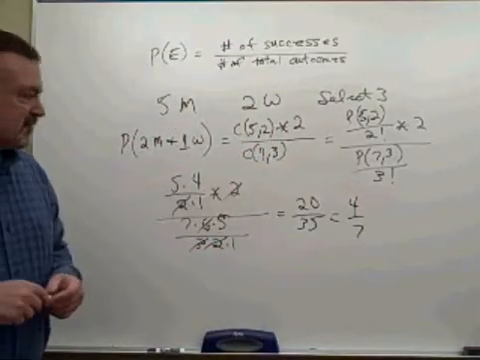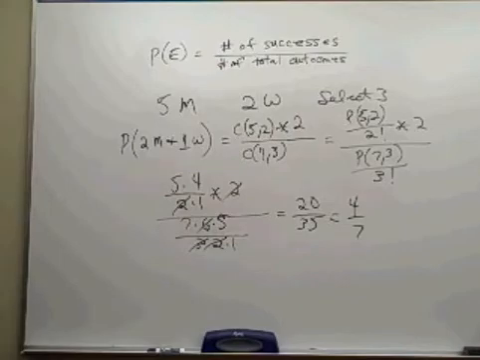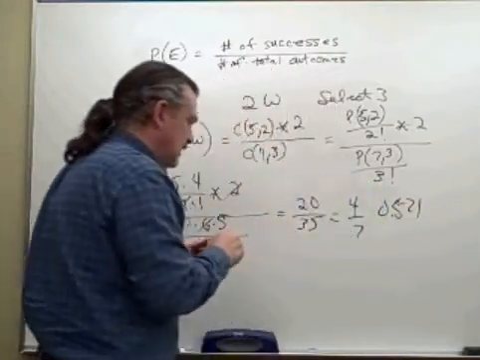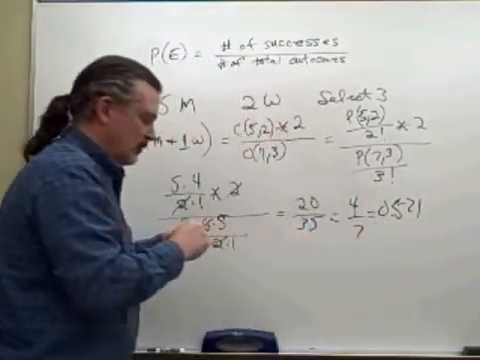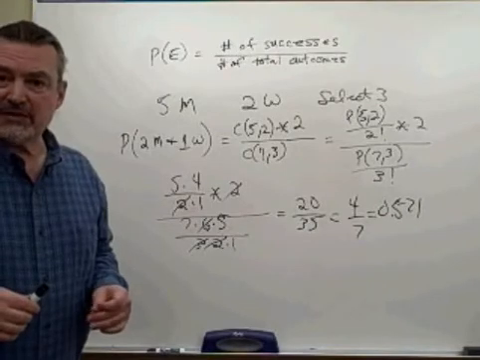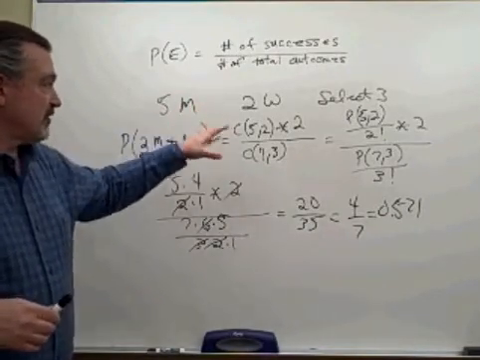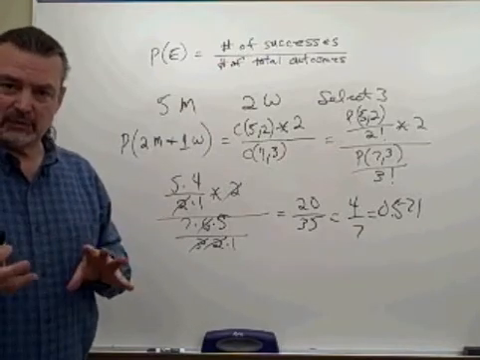So 4/7 of the time, which comes out to be just double the figure of the previous problem, 0.571. 4/7 of the time, or roughly 57% of the time, if you were to choose 3 people at random out of these 7, you would expect to get 2 men and only 1 woman.